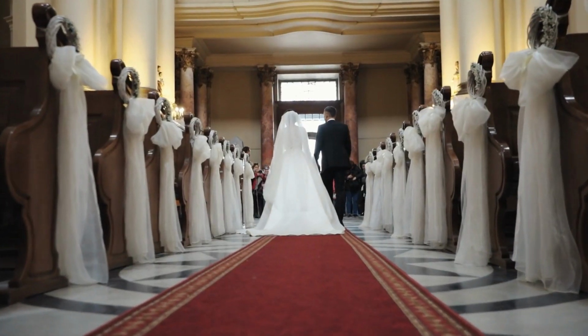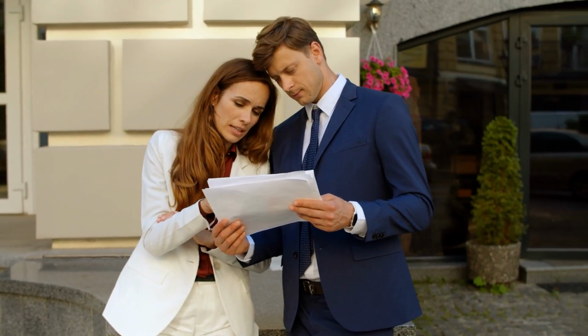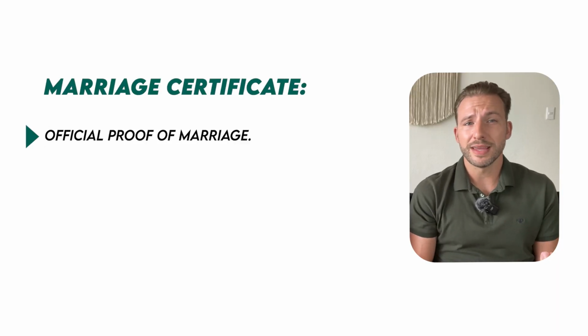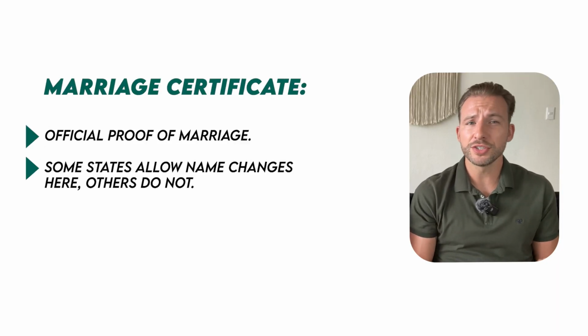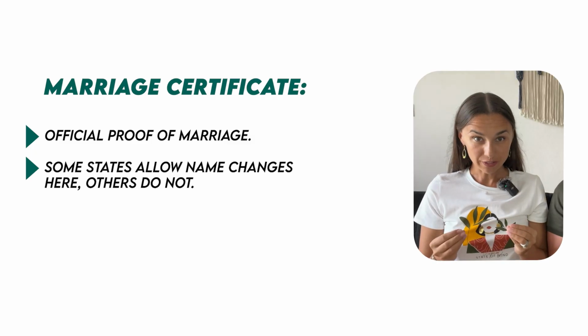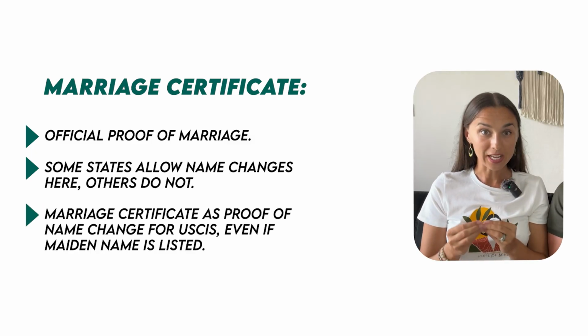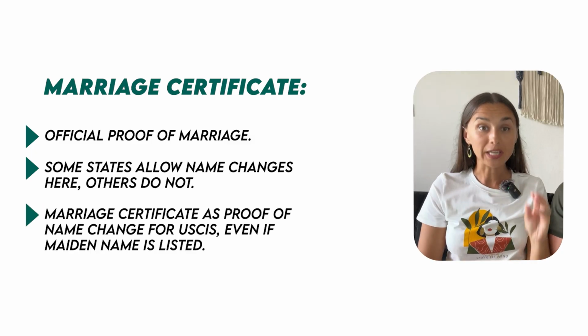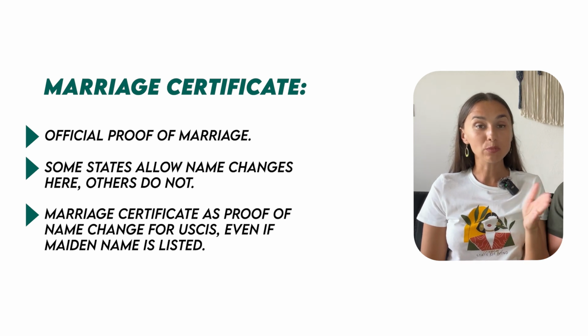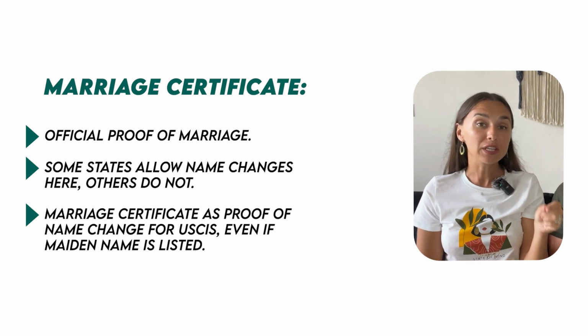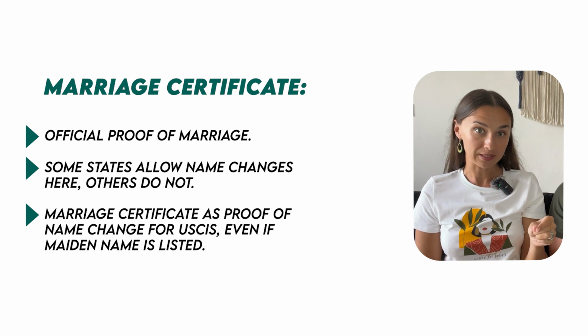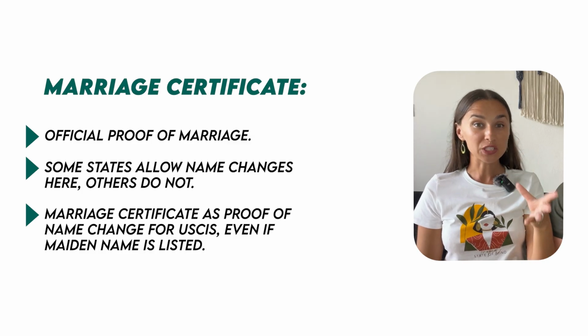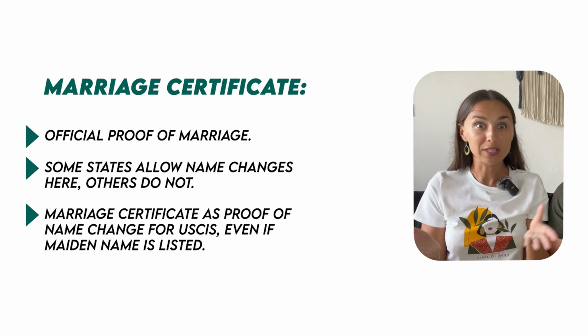Now, once you're married, your marriage certificate is the official document that proves you're legally married. Some states let you choose your new last name on the certificate, while others only list your current legal name. If your certificate does not have an option to indicate a new last name, do not worry. You can still choose to use your married name on your USCIS forms, even if your marriage certificate only shows your maiden name. The certificate itself is proof of your name change, which is what the USCIS cares about.